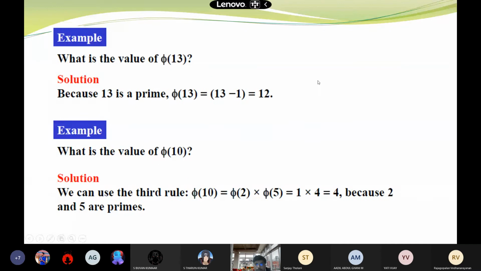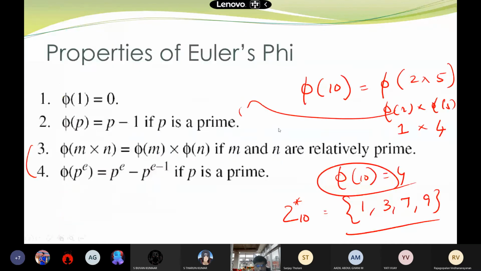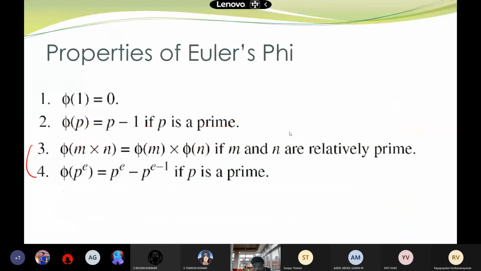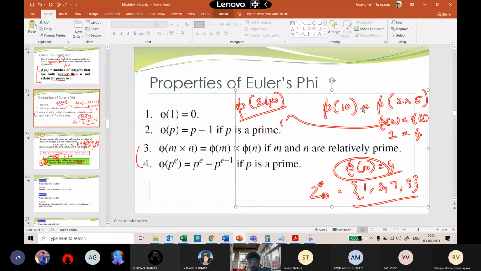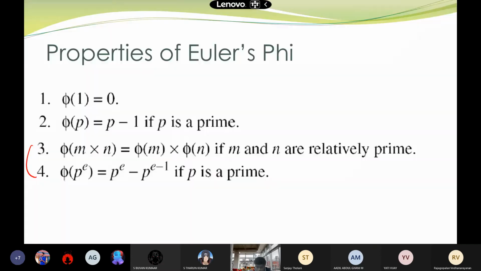So can you tell me what is phi of 240? I'm going to write this here. What is phi of 240? This is going to be slightly complex. Can anyone try it out? Phi of 240: what is the number of elements that are smaller than 240 and relatively prime to 240? I want to know the number of elements in the set by using Euler's totient function.